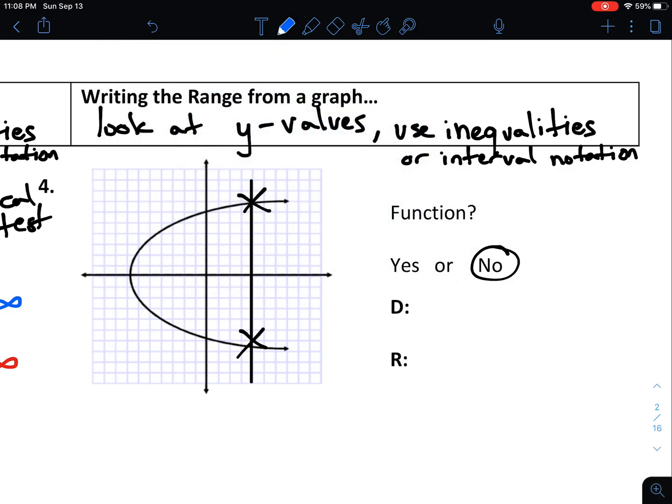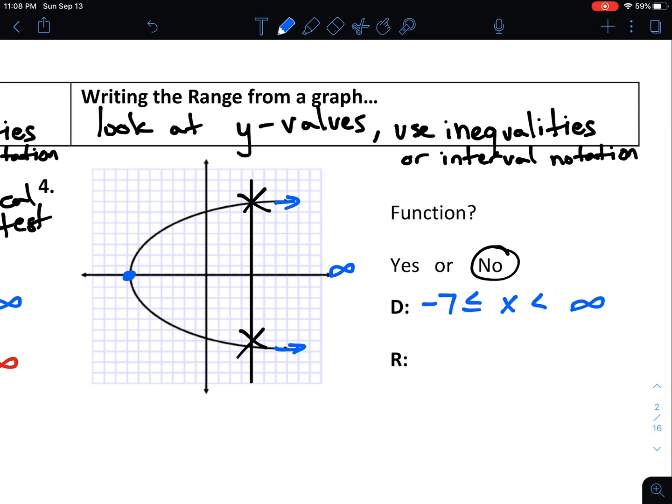So domain, if you look at how far to the left, what's our smallest x value, I'm going to round to the nearest whole number. And if you count over 1, 2, 3, 4, 5, 6, 7, our graph starts at negative 7. And then the largest, if you think about x values going to the right, our graph does point to the right forever, meaning that it goes out to positive infinity. So all of our x values are between negative 7 and infinity.